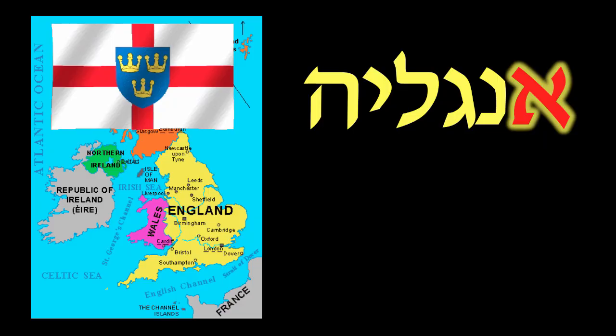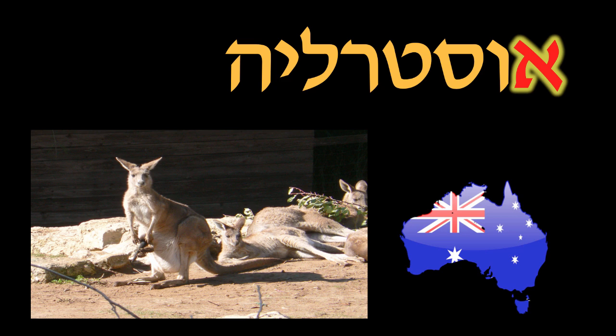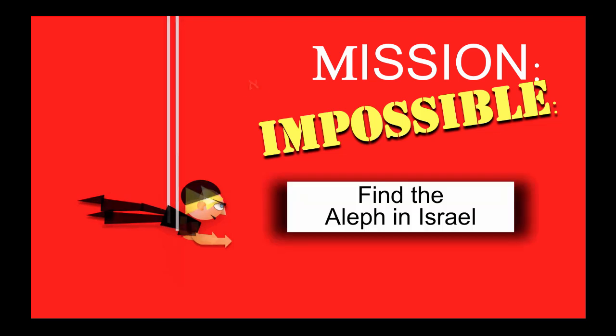And this is not England, but Anglia. That's how they say it in Hebrew, Anglia. And that's the word for England. And that starts with an Aleph. And, of course, we have Australia. We have to have Australia. It's important with the kangaroos. And that starts with an Aleph. Australia. Now, your mission is to find the Aleph in Israel.